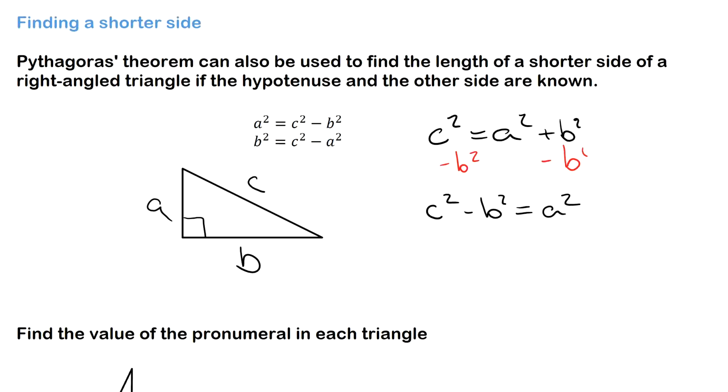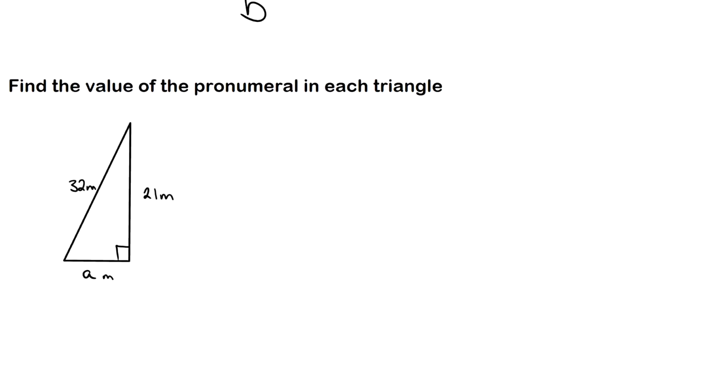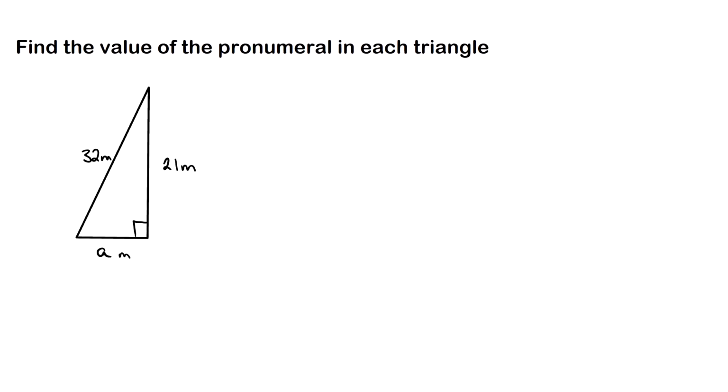Right? So if we go in here, find the value of a pronumeral in each of these triangles. Here we have a triangle. First thing I want to do is label my sides just so it's a little bit clearer where they go. I know my hypotenuse, or the long side, is my c, and then I have b and a down here. I'll keep a as a just to make it a little bit easier. I'm going to write down the formula that we're going to use: a squared equals c squared minus b squared.